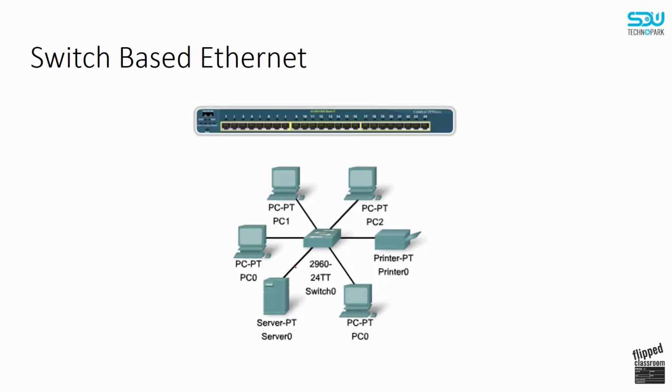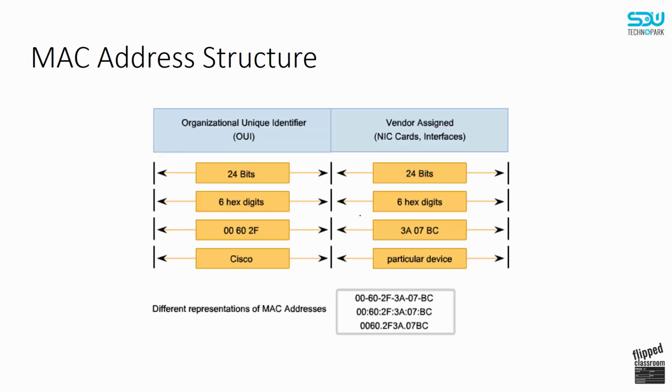Switch-based Ethernet is communication by using MAC addresses. If computer A wants to send information to computer B, then computer A will be able to do it without wasting the time of other computers, so that they will not receive this unneeded information. With the switches we are using MAC addresses, and a MAC address consists of 48 bits.